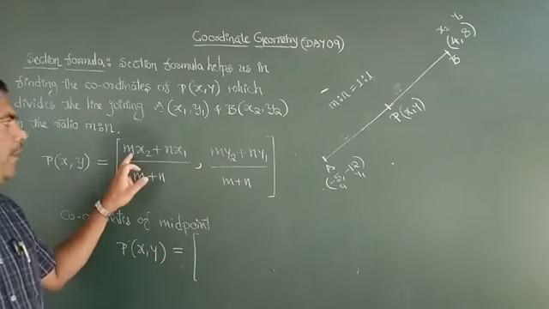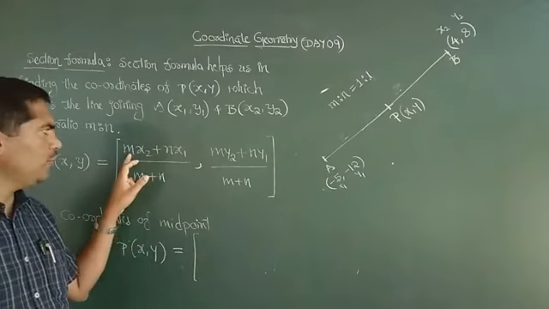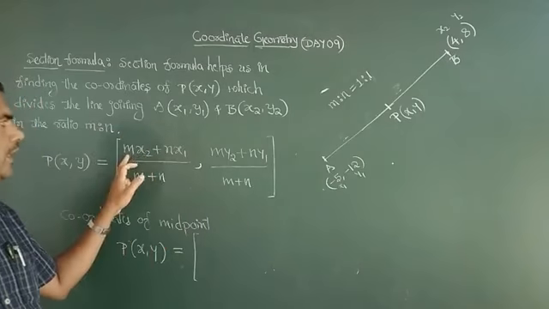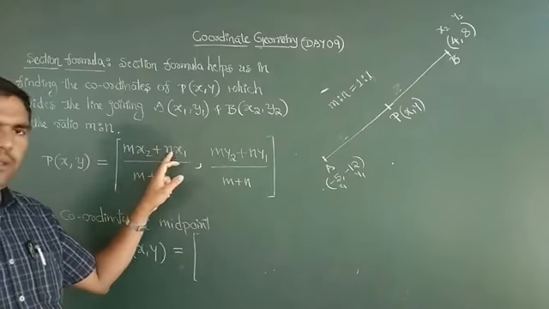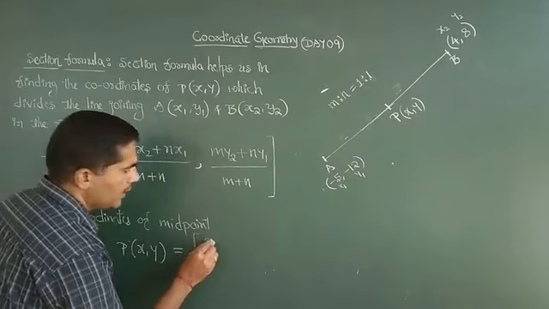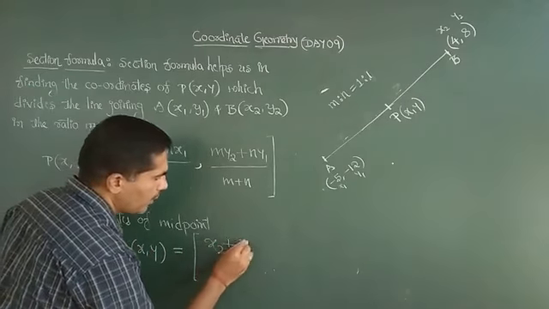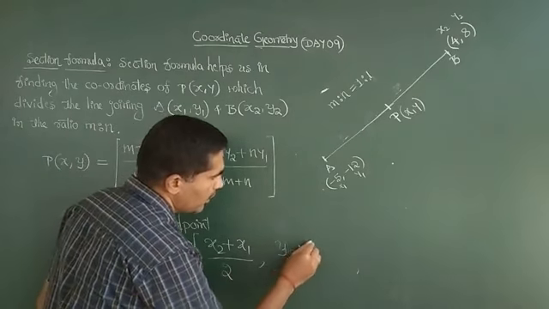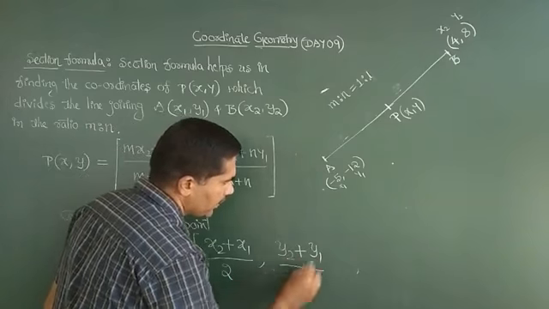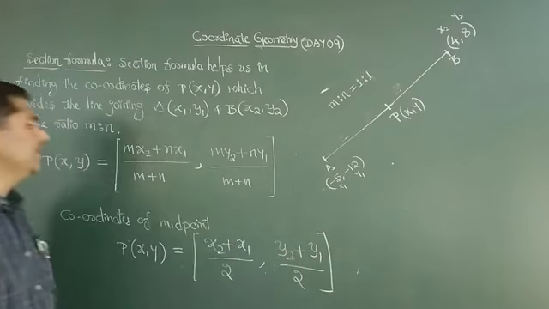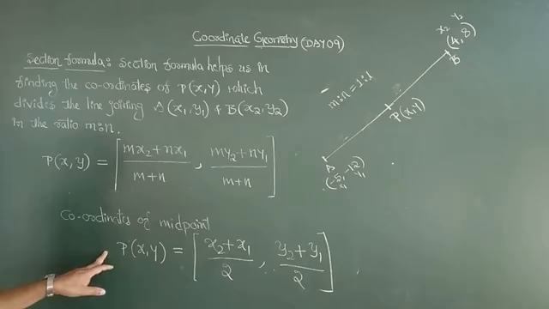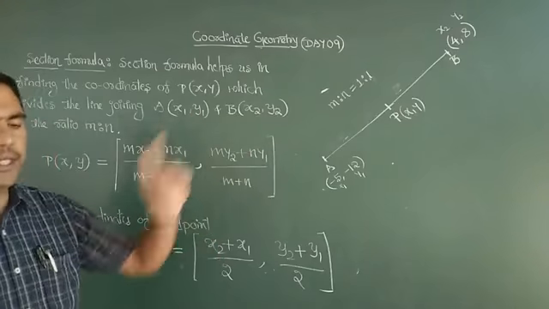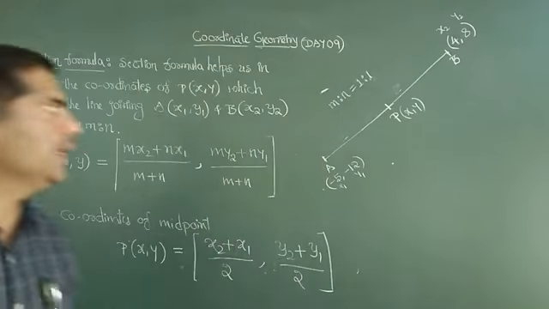see here, mx2 plus nx1. m is 1, n is 1. So 1 into x2 becomes x2. 1 into x1 becomes x1. So what you get? (x2 plus x1) by 2, (y2 plus y1) by 2. That means if P is the midpoint, then you can find directly the coordinates like this. You need not have the ratio in which they are being divided.